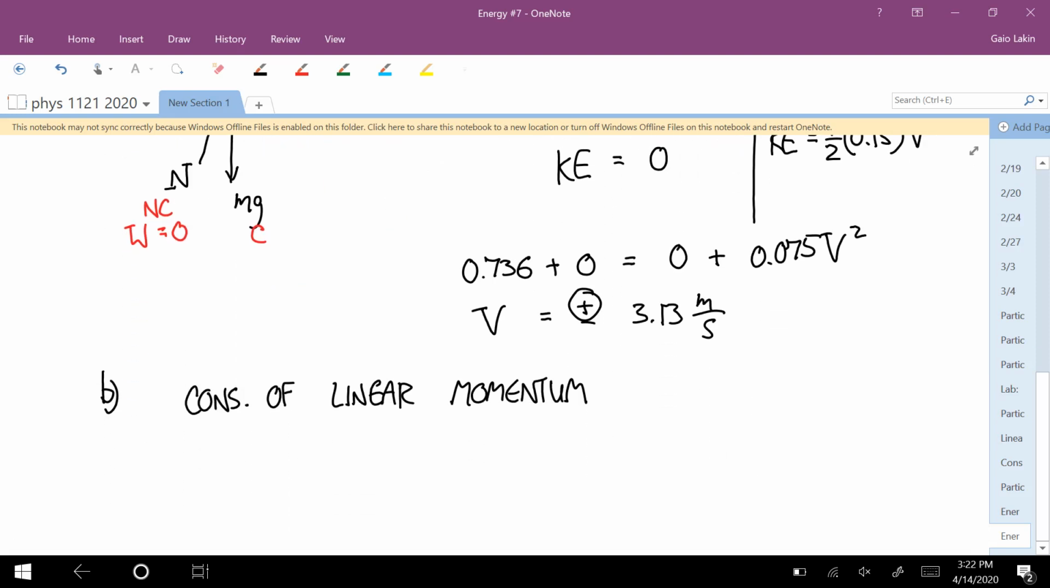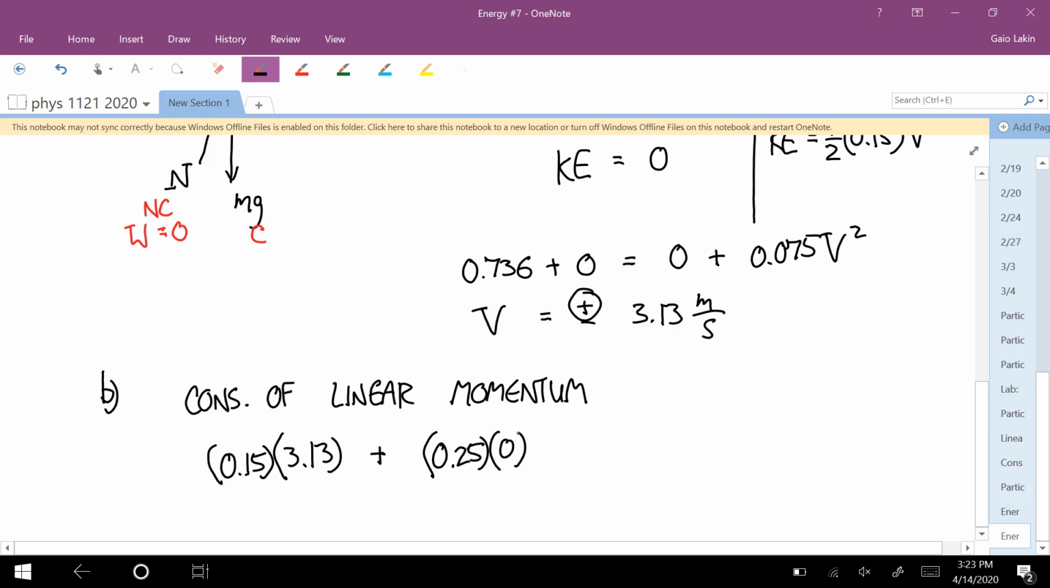So right before they collide, we have the one ball with a mass of 0.15 kilograms times its velocity, moving in the positive x direction with that component of velocity. And then we have the second one with a mass of 0.25, and it's at rest before the collision. After the collision, the 0.15 kilogram ball is moving with a velocity v1, and the 0.25 kilogram ball is moving with a velocity v2.